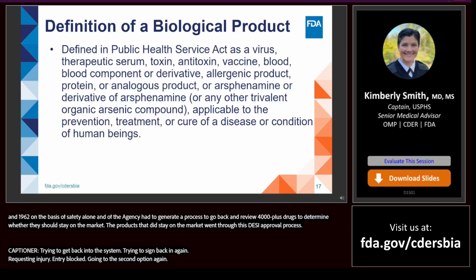A biological product is a little bit different. It is defined in the Public Health Service Act as a virus, serum, toxin, antitoxin, vaccine, blood component, etc. Again, that's applicable to the prevention, treatment, or cure of a disease or condition in human beings. So all biological products would also meet the definition of a drug.